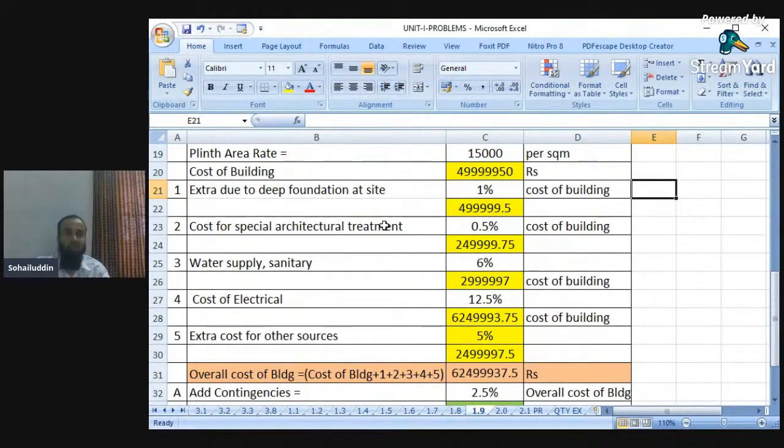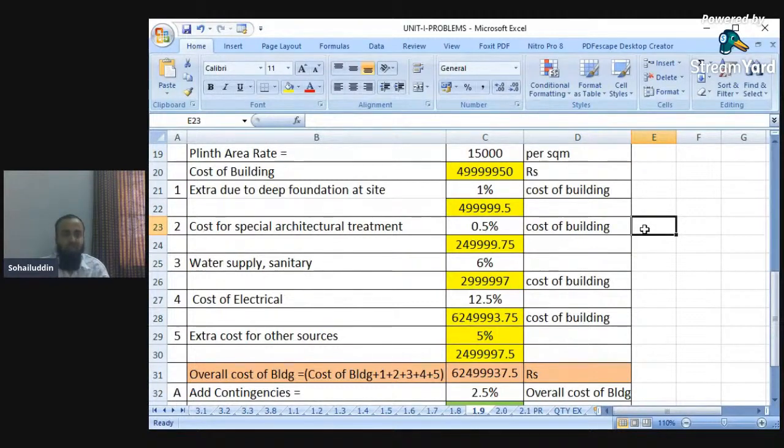Again, cost of special architectural treatment as usual. We have seen in the last problem 1%, but here it is 0.5%. It again depends upon the experience of the staff who are calculating this, or who are finding out the cost of the building, or calculating the estimate of the building.